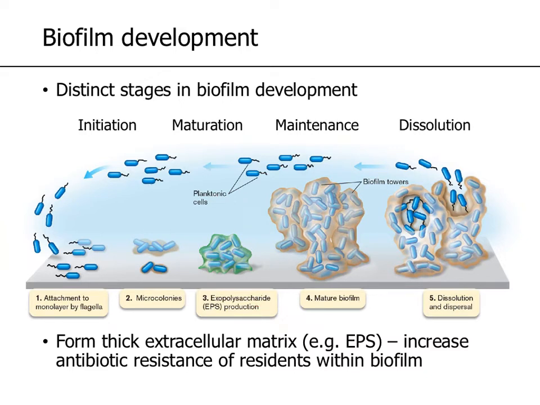But eventually, once they start getting to a high enough population, they're going to form these exopolysaccharides. So these are essentially going to coat and protect the bacteria from things that are going to try and break it apart. These exopolysaccharides are the things that contribute to antibiotic resistance. So biofilms are harder to kill by antibiotics because of this extra coat here.